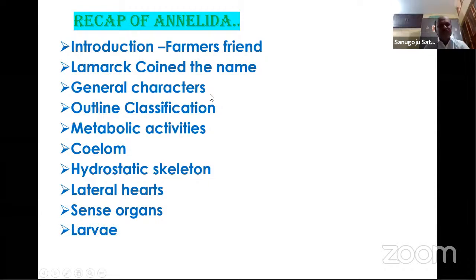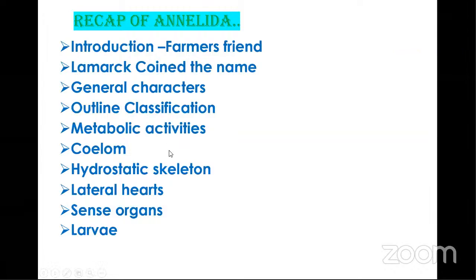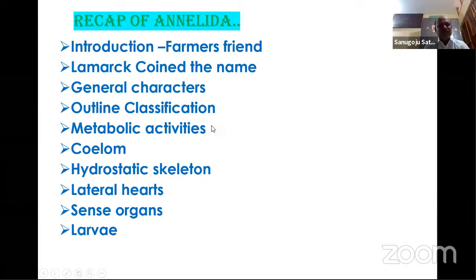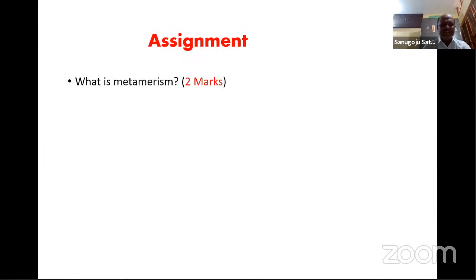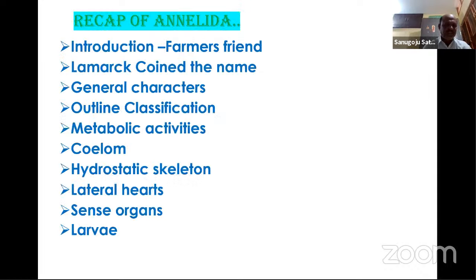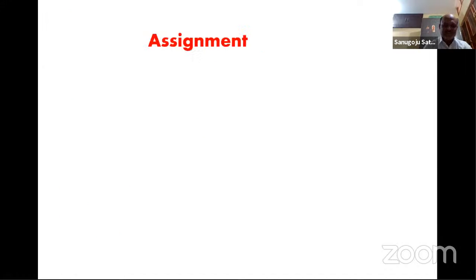The general characters, once again we have to recap, children: habit and habitat, body organization, hydrostatic skeleton, locomotion, cephalization, respiration, digestion, nervous system, development, larval stages, sense organs, lateral heart, coelom, metabolic activities, outline classification. All were discussed here one by one in detail, and in the type study we will discuss all the metabolic activities in detail in the next classes. Children, we have to recap once again. Actually, we discussed the overview here, and all these terms were discussed.